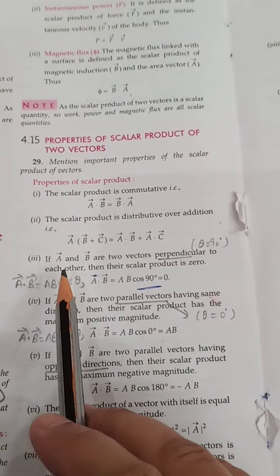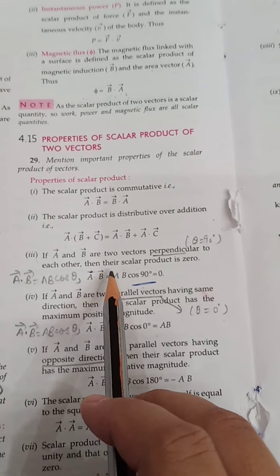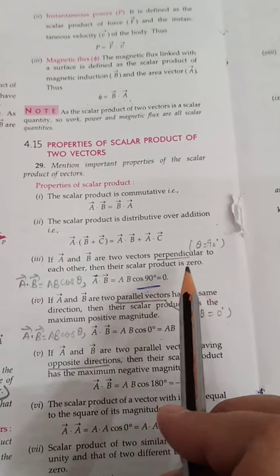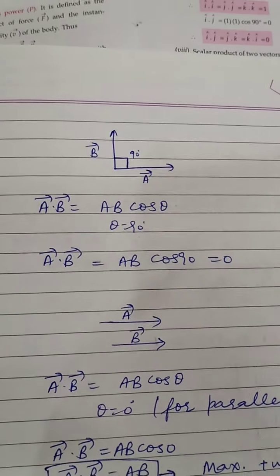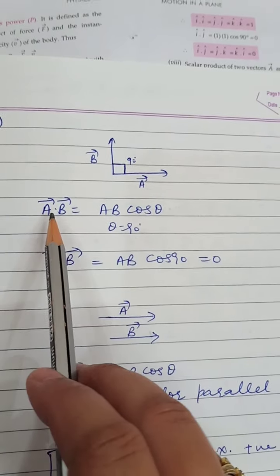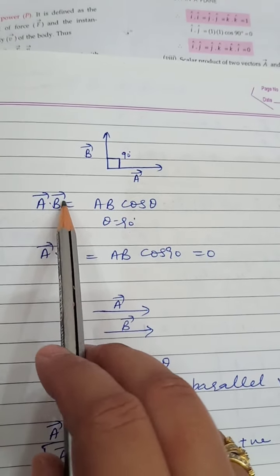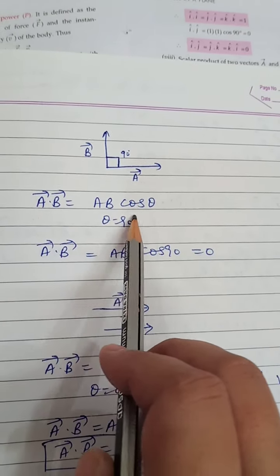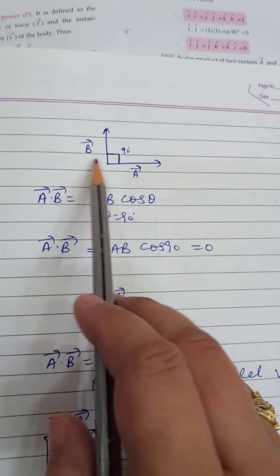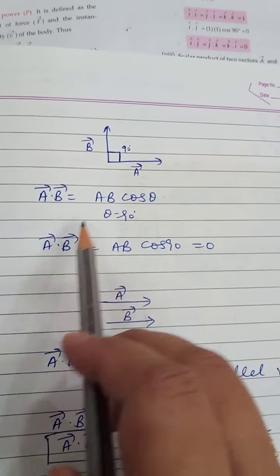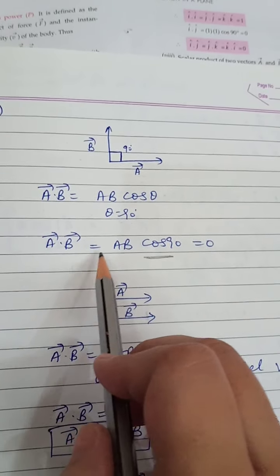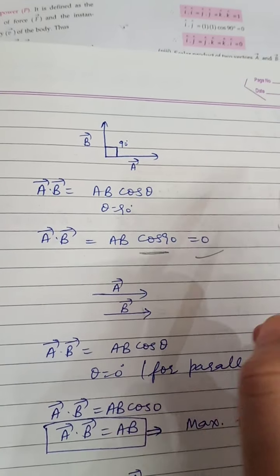Third, if a and b vector are perpendicular to each other, then their scalar product is 0. If the angle between these two vectors is 90, so a vector dot b vector is equal to ab cos theta. We know if these two vectors are perpendicular to each other, then theta is 90. So we know cos 90 is 0. So a vector dot b vector is equal to 0.